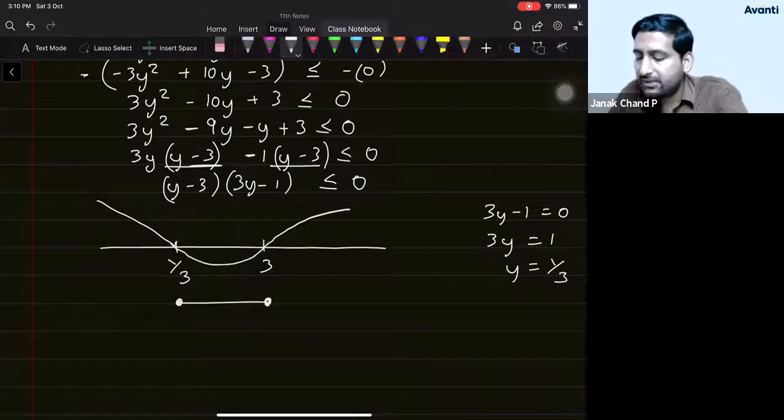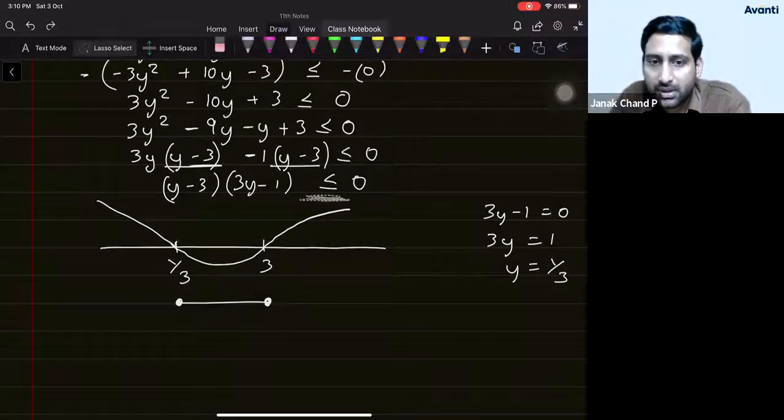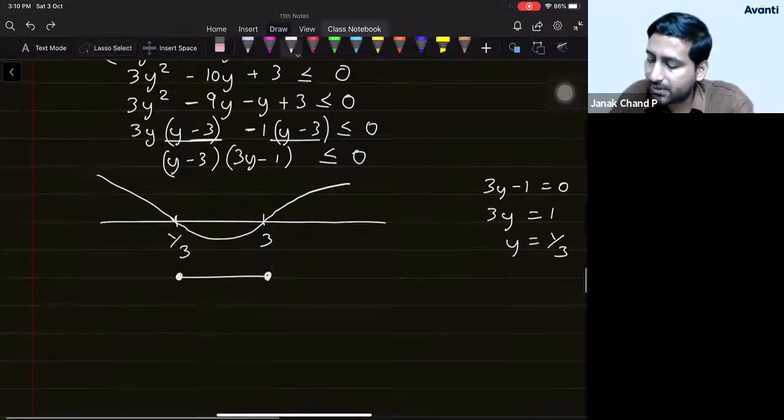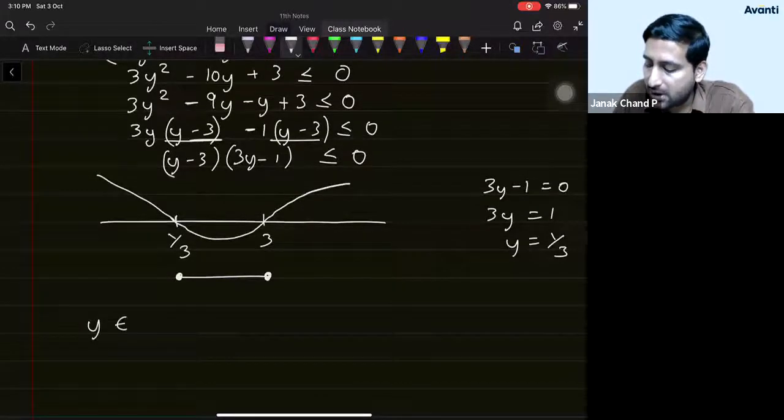Yes, I have included the endpoints here. Why? Because there's an equal to sign here. I hope that everyone understood why the final answer is from 1 by 3 up to 3. So this is the answer. I would say y belongs to 1 by 3 comma 3, including them.